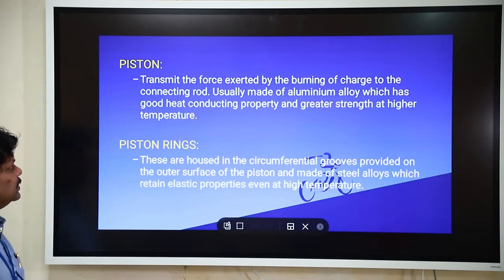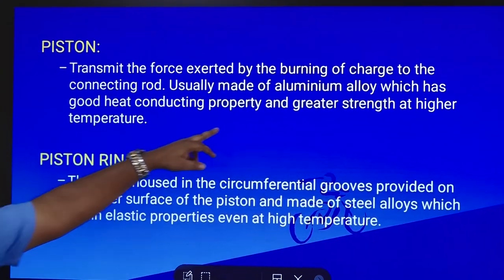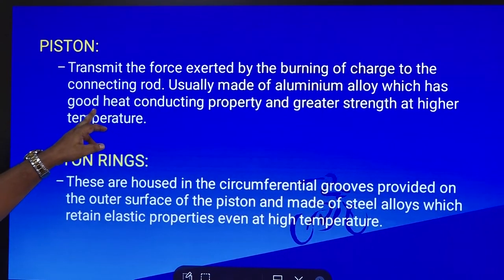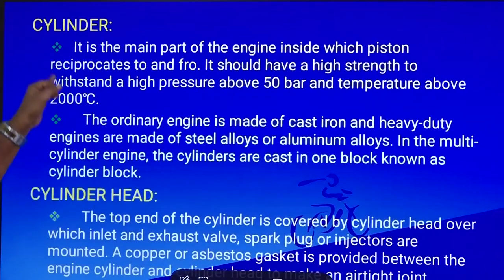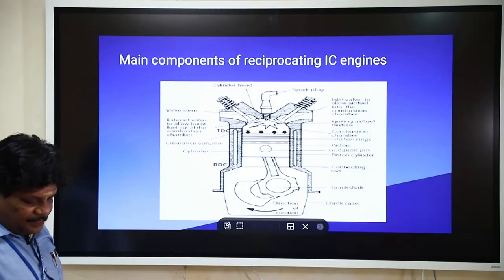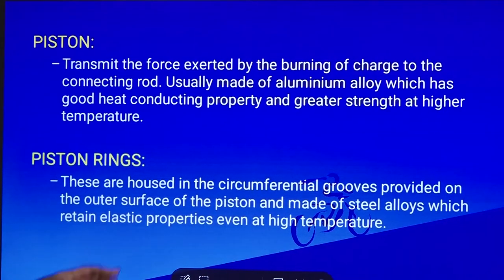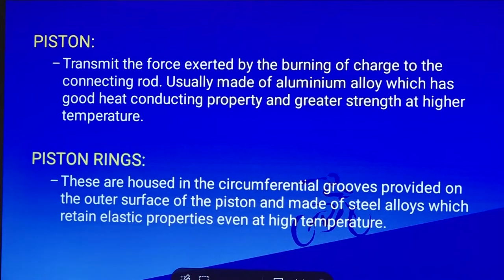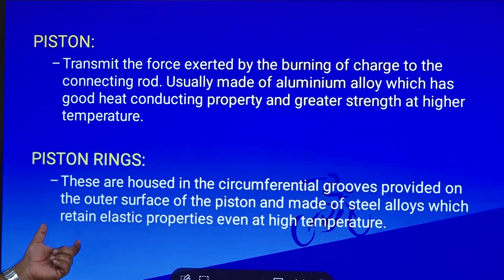And when you go for the piston, it is generally made up of aluminium alloy, because it has a good heat conducting capacity and a greater strength at higher temperature. Then piston rings are housed in circumferential grooves provided on the outer surface of the piston, and they are made up of steel alloys which retain elastic properties even at high temperatures.